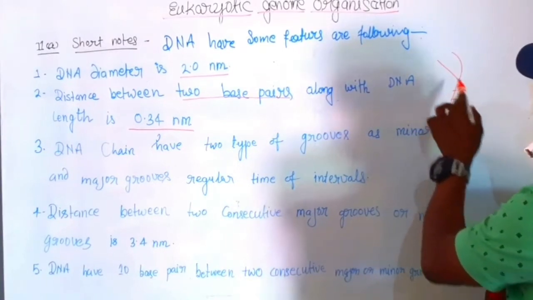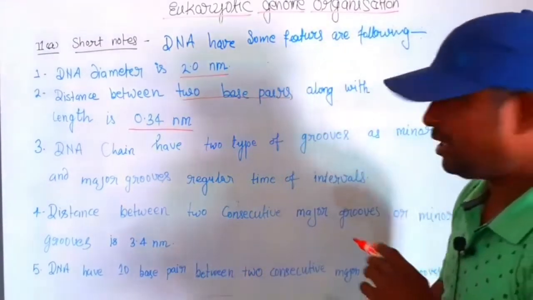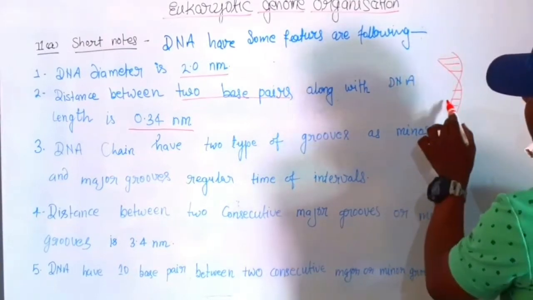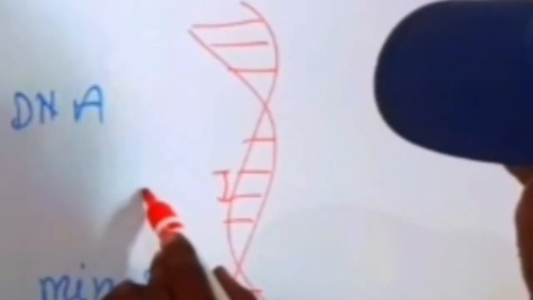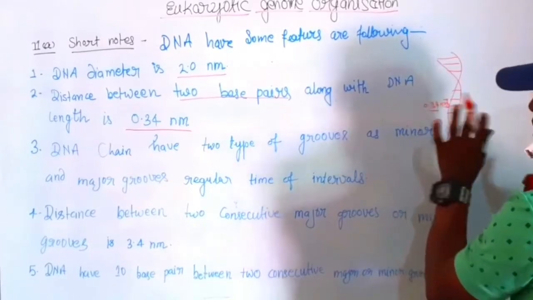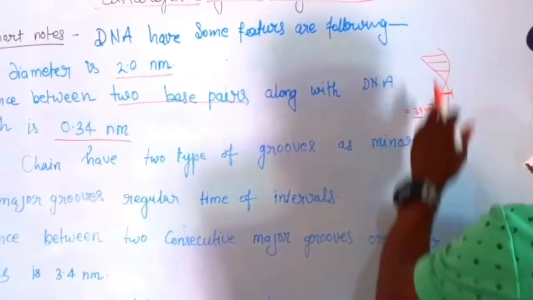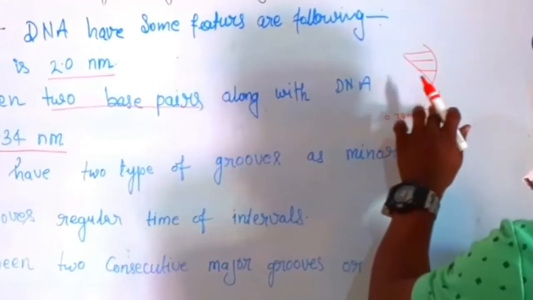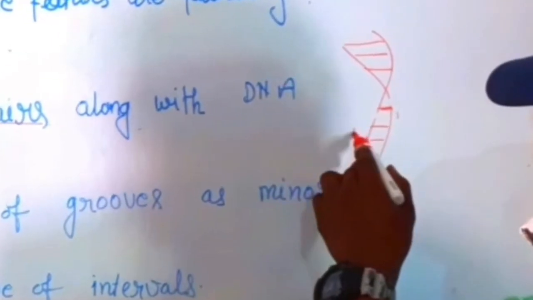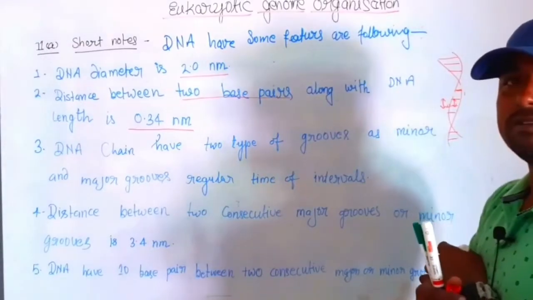1, 2, 3, 4; 1, 2, 3, 4. Along the length of DNA, the distance between base pairs is 0.34 nanometer. Not the distance between such types of length. Now, this is along the DNA, and this is perpendicular to the DNA. Along the DNA, distance means the distance between two base pairs. Okay.